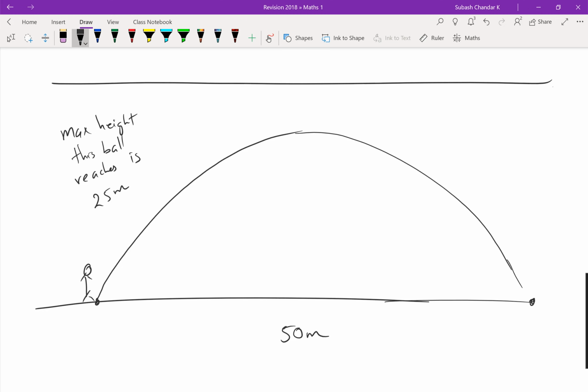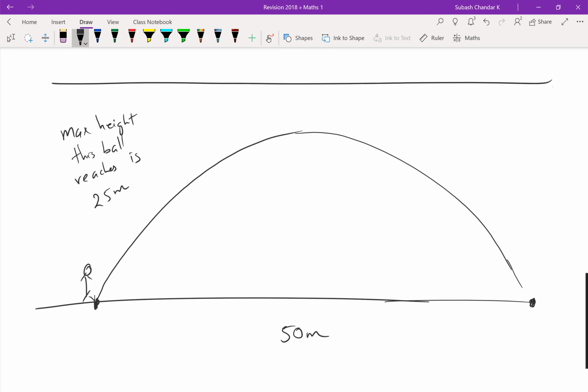All I'm telling you is this. He kicks it from this point right here. It lands 50 meters later, we also know the maximum height this ball reaches is 25 meters. And that's all I'm going to tell you. And what I want you to do is, can you come up with an equation for this?